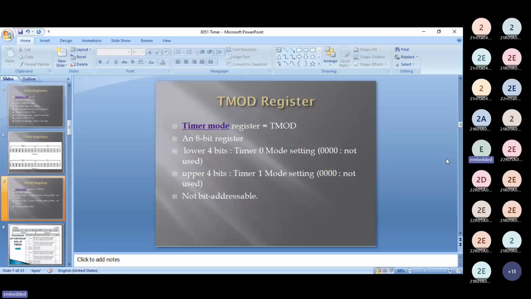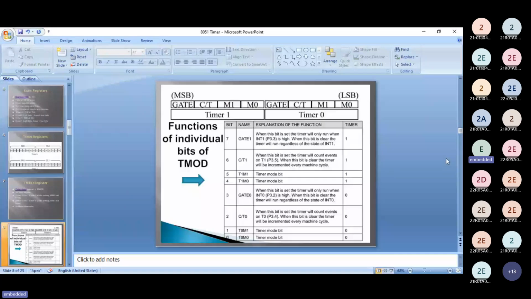TMOD, the timer mode register, is an 8-bit register. The lower 4 bits are the Timer 0 mode settings, and the upper 4 bits are the Timer 1 mode settings. It is not bit addressable. Next, the functions of the individual bits of TMOD. Here you can see the functions of each bit.